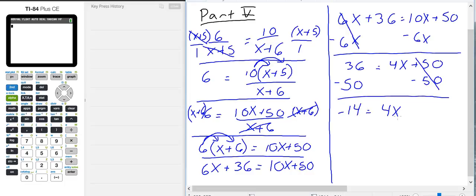Then we're going to divide away the coefficient of x to get x alone. Divide by 4 and divide by 4. X is equal to negative 14 over 4. 14 and 4 are both divisible by 2, so we could reduce that to negative 7 over 2. And of course, you would want to plug in this answer to make sure that you got it correct. In this case, it is the correct answer to the question.